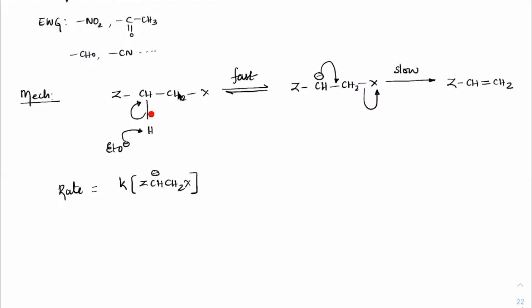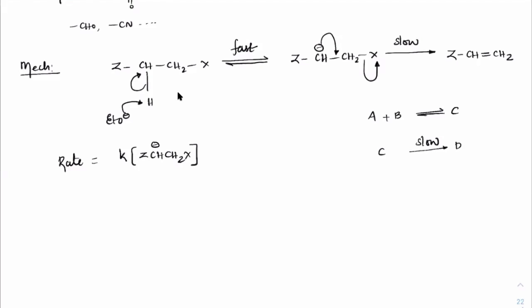In chemical kinetics, you will learn one thing. Suppose A plus B is giving an intermediate C, and C is finally giving D, and this is the slow step. Here there is some equilibrium existing. In that case, rate can be written as some constant into C, because rate is always written for the slow step. But C is an intermediate. Rate of reaction should always be in terms of reactants, not in terms of intermediates.